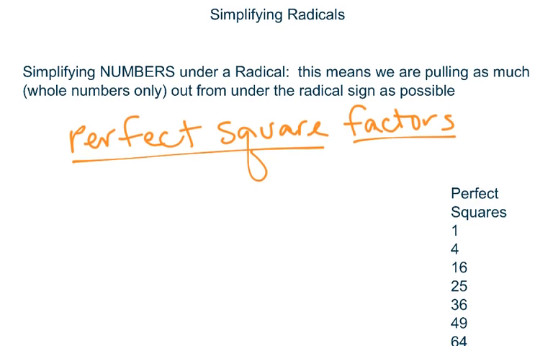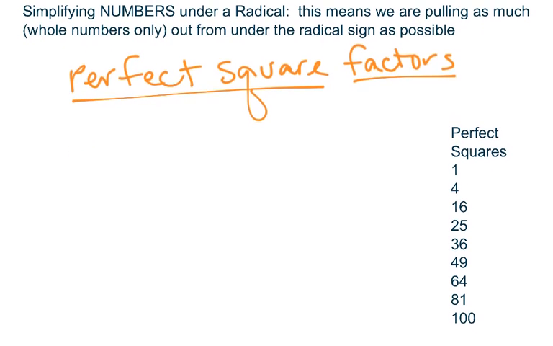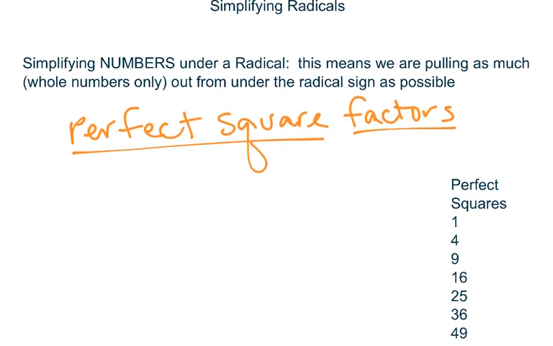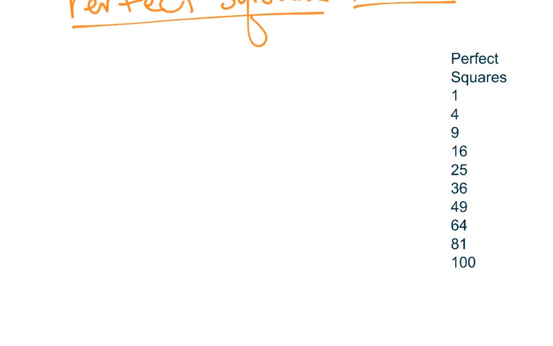Okay, so here's our list of perfect squares. We're going to keep it to these smaller numbers for right now. We make this list by just taking numbers 1 through 10 and multiplying them by themselves. 1 times 1 is 1, 2 times 2 is 4. I forgot 9. There's 9. 4 times 4 is 16, 5 times 5 is 25, and so on. So that's how we make our list.